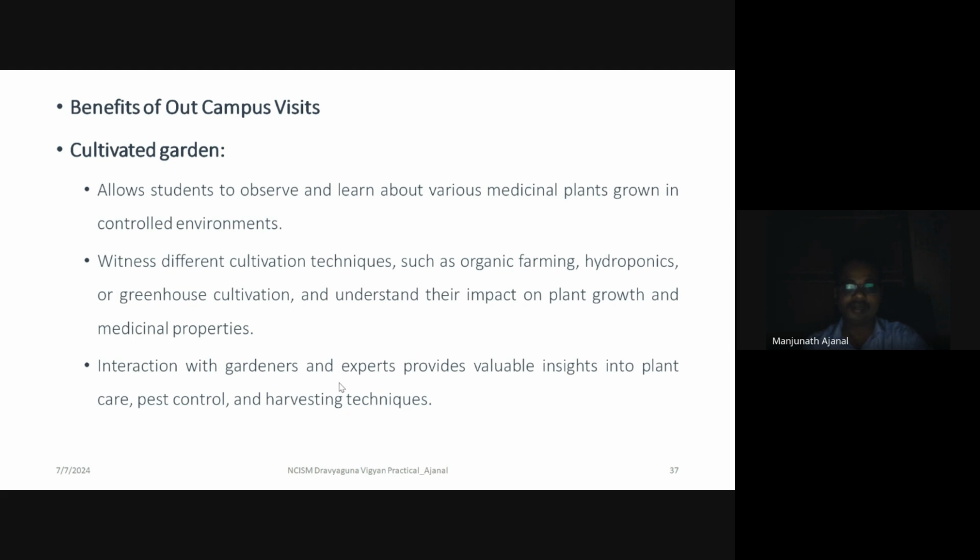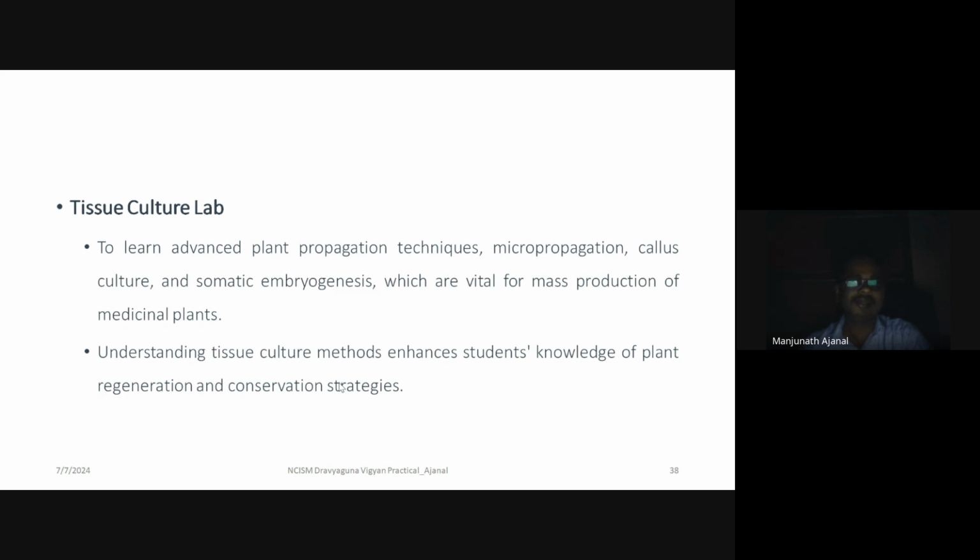Interactions with the gardener and experts provide valuable insight into plant care, how to take care of the plants, pest control, harvesting techniques, everything. All of this needs to be learned by the student. And in the tissue culture lab, the student needs to learn about different tissue culture, such as how endangered species are propagated.